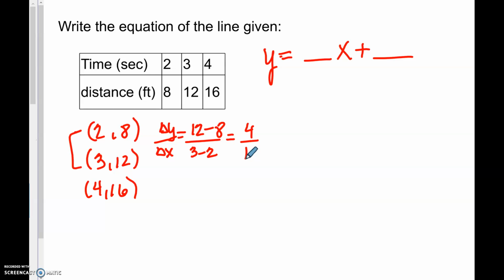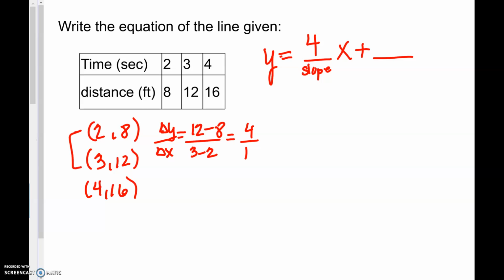So what does this number 4 represent? Is it the slope or the y-intercept? Does it go in the first blank or second blank? Yep, it's the slope, and it goes in the first blank. Okay, now we need to find the y-intercept. So there's 2 ways we can do that.